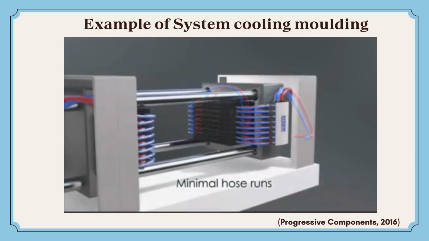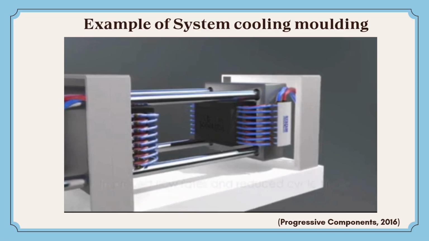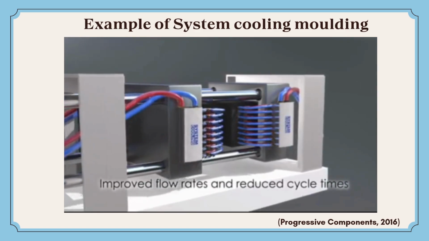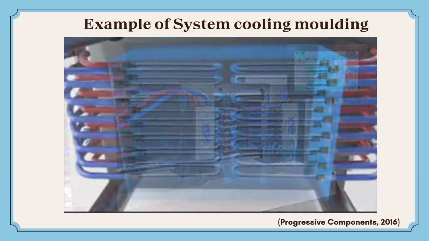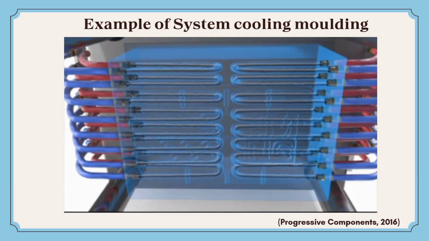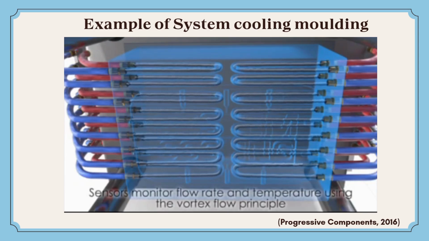The compact design enables system cooling to be mounted next to the machine platens, keeping the hose runs to a minimum, improving flow rates and reducing cycle times. And the remote-mounted interface allows easy monitoring from a convenient location. As water flows through the system, the sensors continually monitor flow rate and temperature.